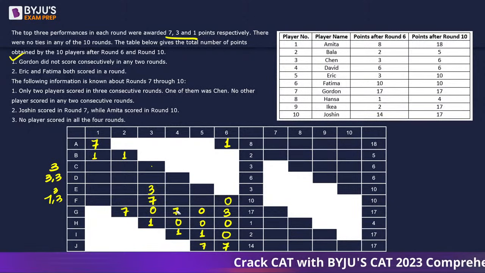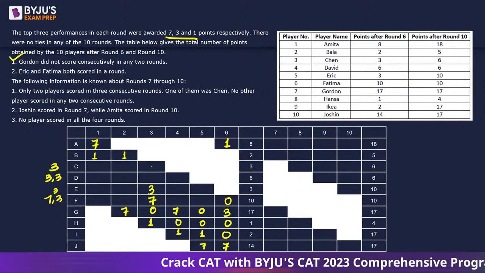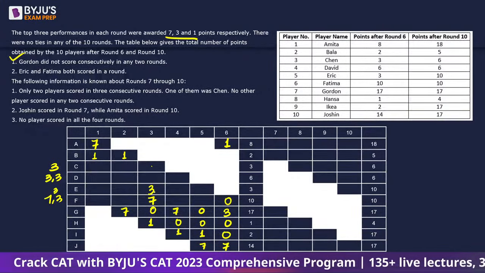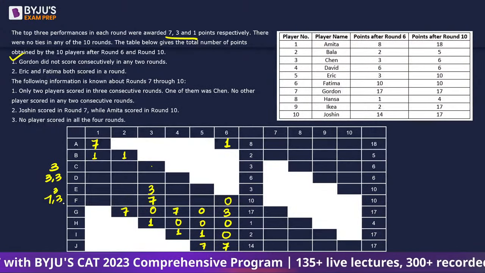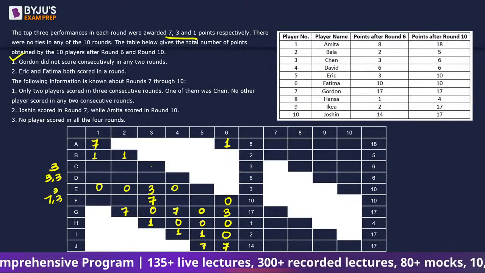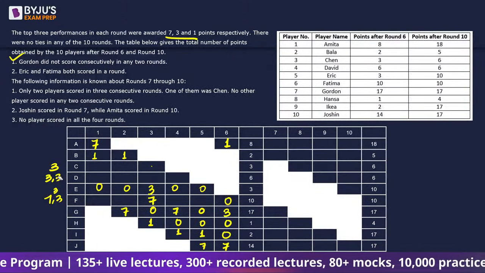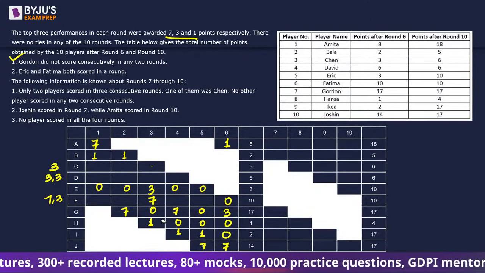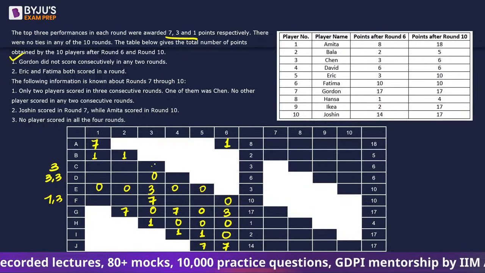So that Eric and Fatima, they both scored in the same round, which is round number 3. And they can't score the same number, right? 3-3 नहीं हो सकता. So we have everything filled out for Eric. So let's give 0 to the other rounds. Eric ने कुछ नहीं कमाया. Now Fatima has a 7 here. That means we can put 0 above.